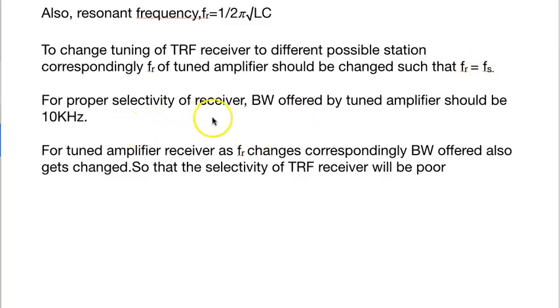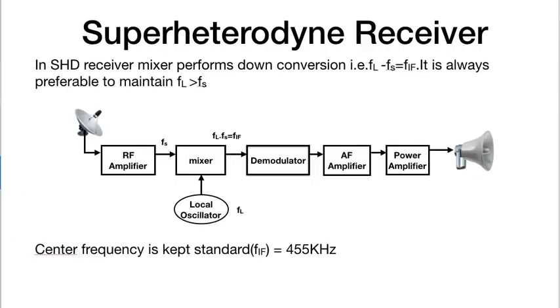Now, for proper selectivity of the receiver, the bandwidth offered by the tuned amplifier should be 10 kHz for an AM signal. For a tuned amplifier receiver, as Fr changes, the bandwidth offered also changes, so the selectivity of the receiver will be poor. Now, this is a disadvantage of a tuned RF receiver. Now, let's talk about the superheterodyne receiver.